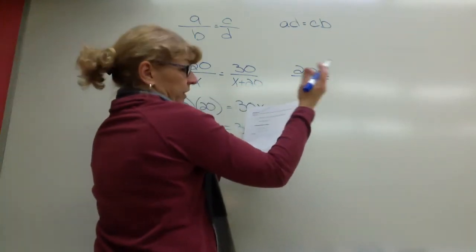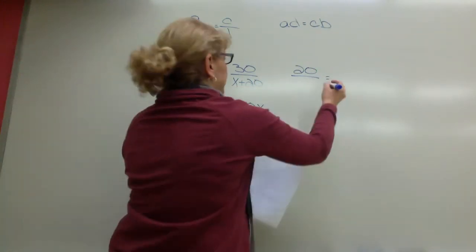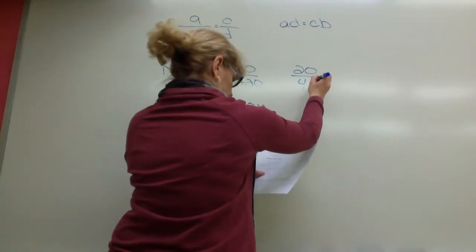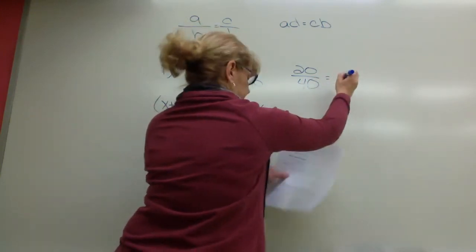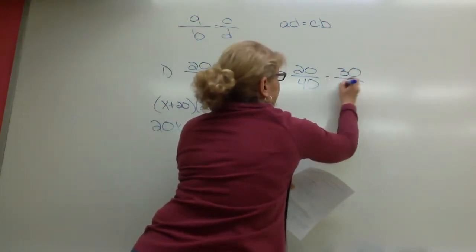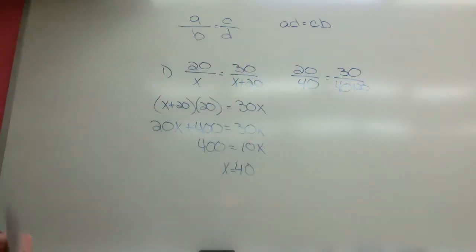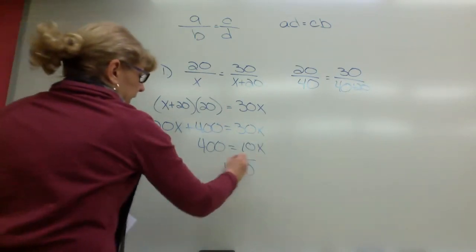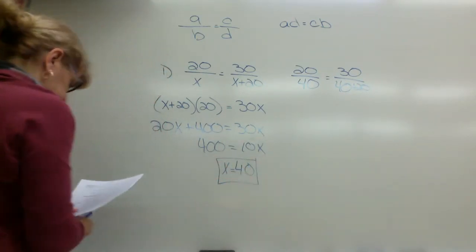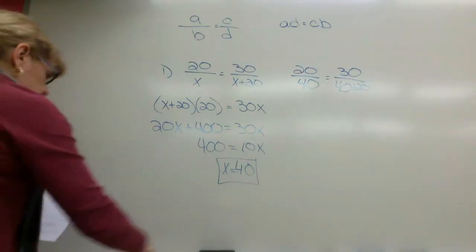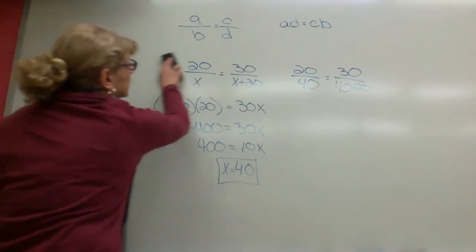See what happens when you check, you can catch your mistakes. So I have 20 over 40 is equal to 30 over 40 plus 20, which is 60. That is true, so that makes that the correct solution. X equals 40.